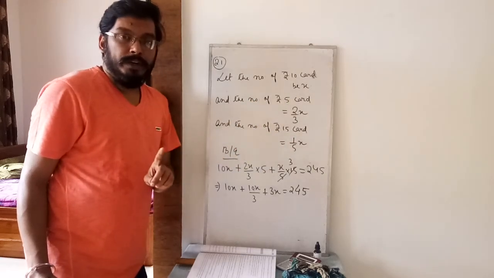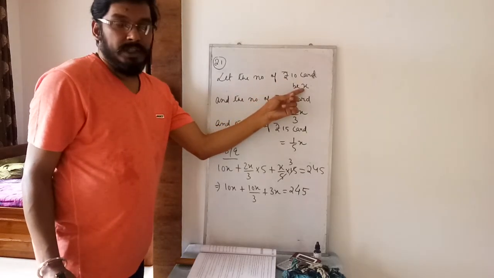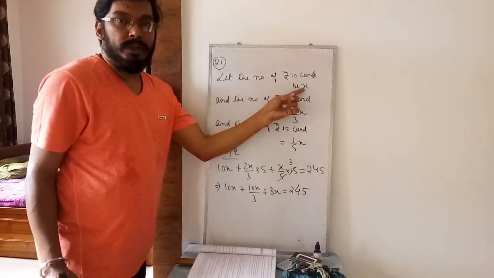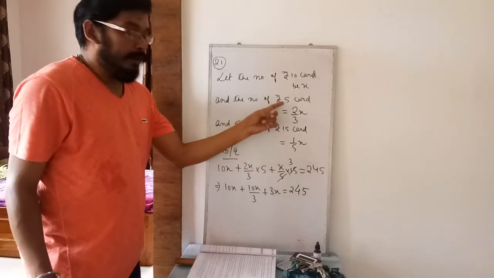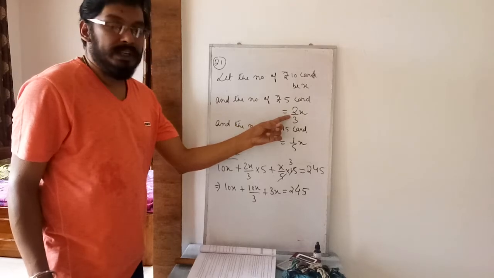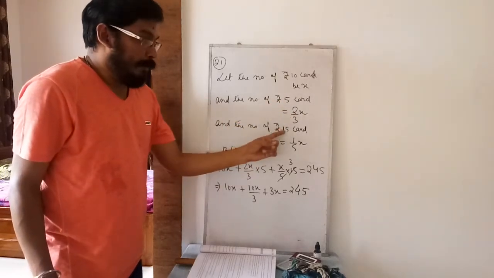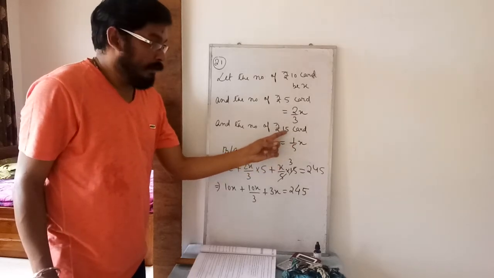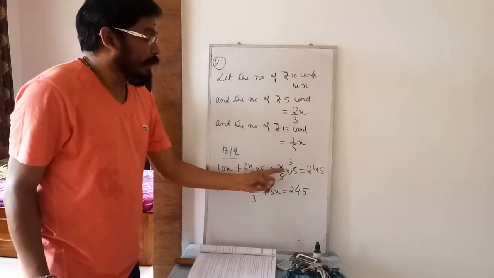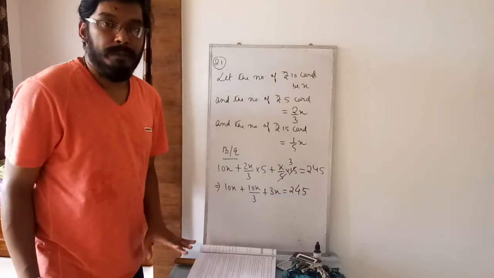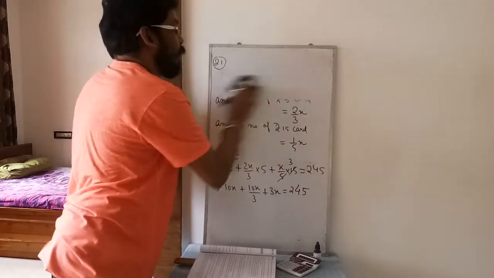Total money was 245. How will I get this total money? Value into quantity will give total value. So 10 into x, 10x total money. Value is 5, how many cards? 2 by 3x. This into this will give total money. So plus this. 15 rupees cards, how many? 1 by 5x. So price into quantity will give total money. So when we add up all the prices, it will be equal to 245, because she was given only rupees 245. Now I do the calculation.